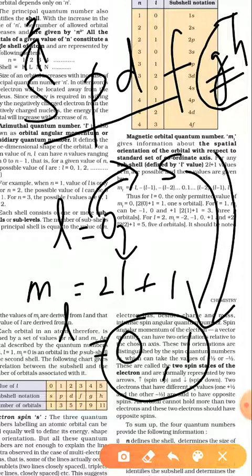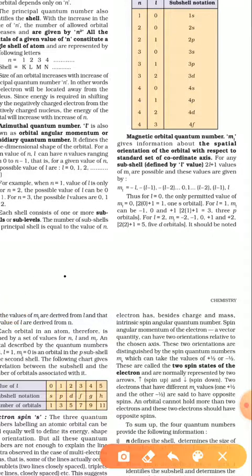So S will possess in total two electrons, and we can say it will have a total of two subshells or two orbitals. Okay. Now, what about L equals 1? L equals 0 we discussed now. L equals 1 means ML will have the values minus 1, 0 and plus 1. It will have 3 total orbitals.